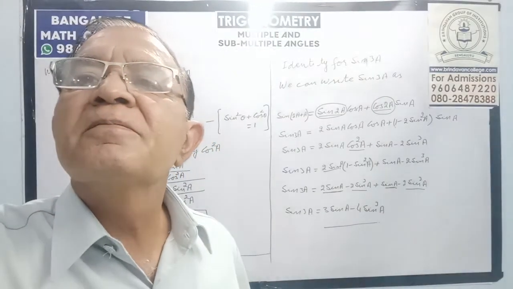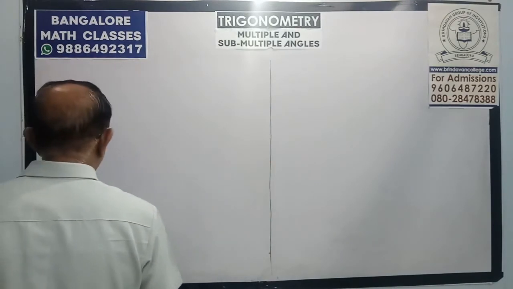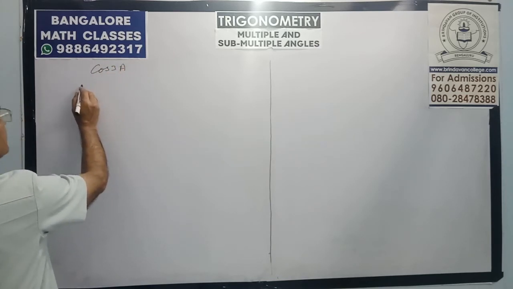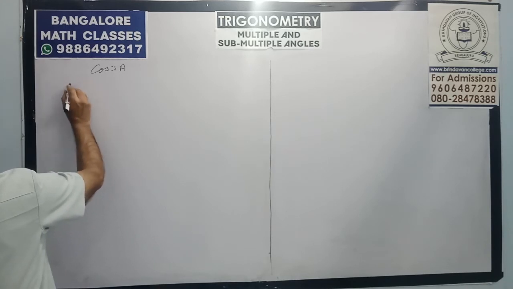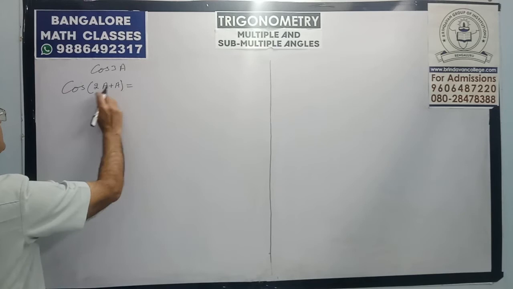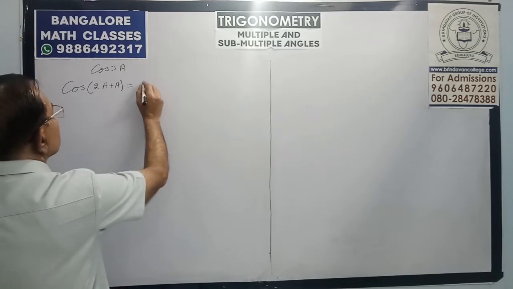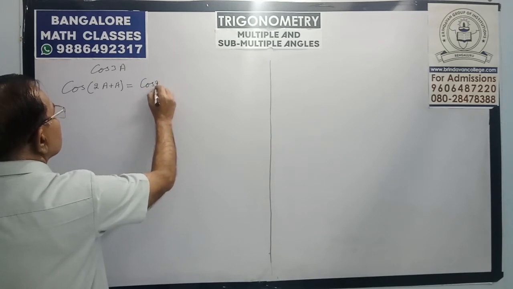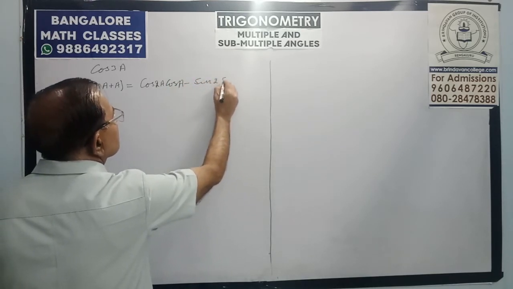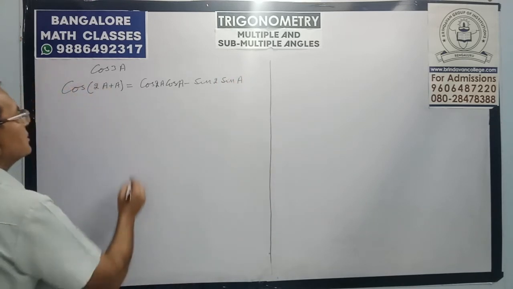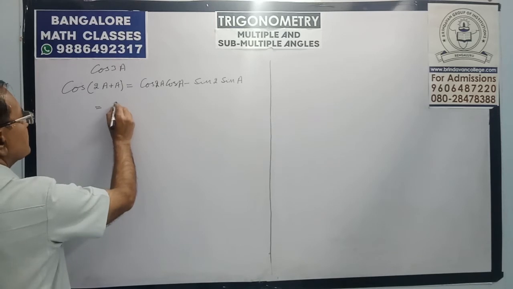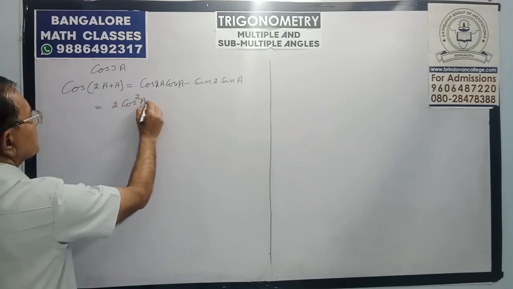Now come to cos 3a. Now the identity for cos 3a. Put it as cos(2a + a). Use the identity of cos(a + b): cos a cos b minus sin a sin b, equals cos 2a cos a. We want it now in terms of cos, so cos 2a is 2 cos square a minus 1.